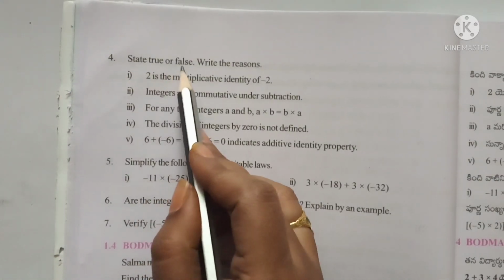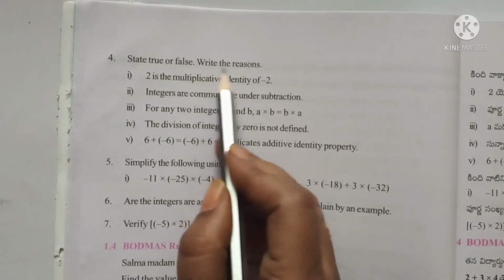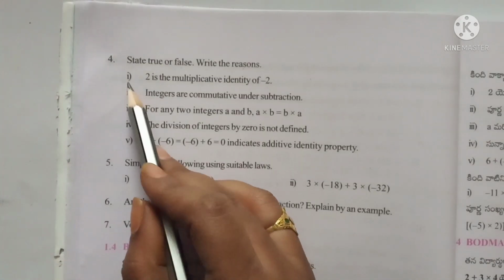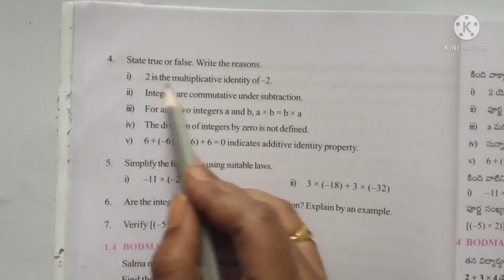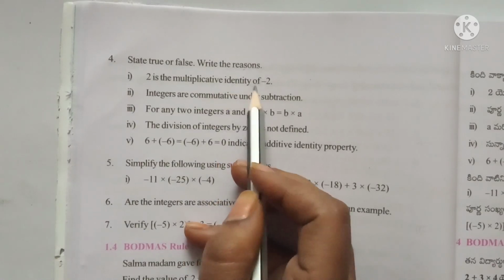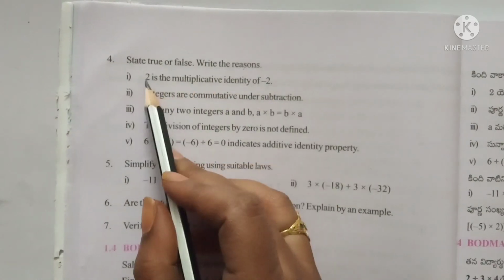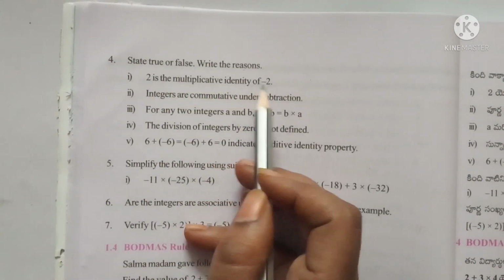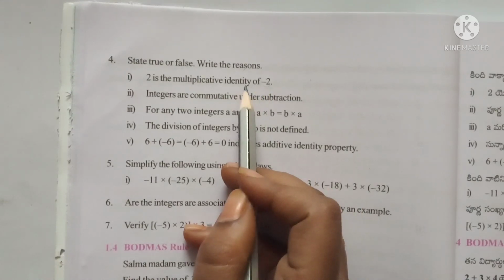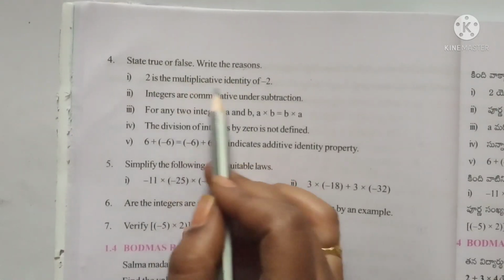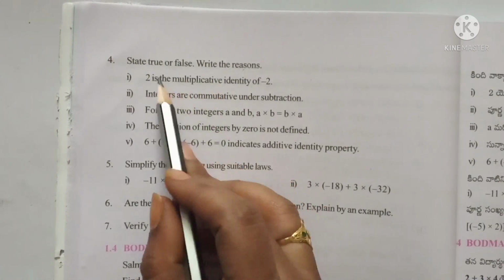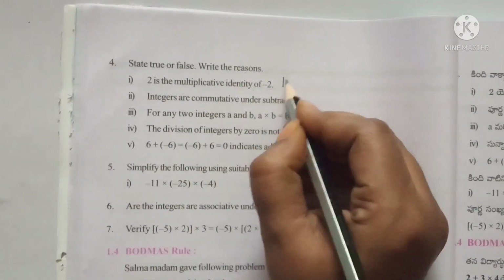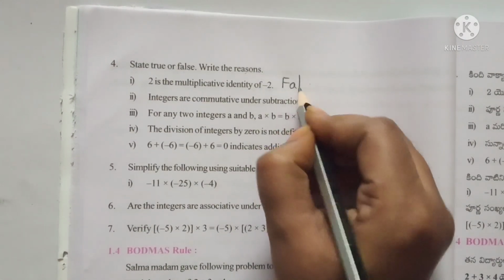Now let's move on to the fourth question. State true or false with the reasons. Okay, now first question. 2 is the multiplicative identity of minus 2. Is 2 the multiplicative identity of minus 2? No. The multiplicative identity is always 1, I told you. So it is false. Write down false.